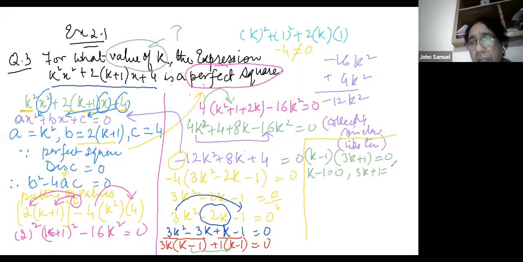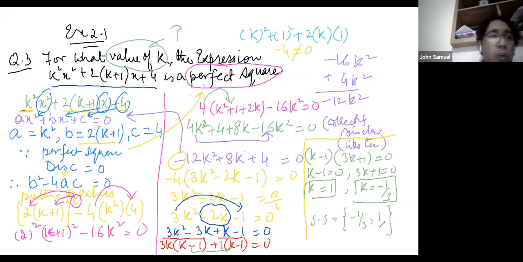So this is 3k plus 1 is equal to 0. k is equal to, after shifting to that side we got this one, and similarly k minus 1 equal to 0, after taking 1 to that side it will become minus 1, and after dividing, this will become equal to this one. So the solution set, finally we have one is minus 1 over 3, the other is 1. I hope you got it.